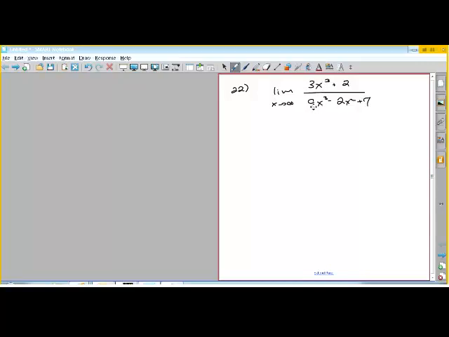Okay, we look at the highest order terms. They're both raised to the third power. So the rule says that the limit is just the ratio of the leading coefficients, which we can then simplify to 1/3.